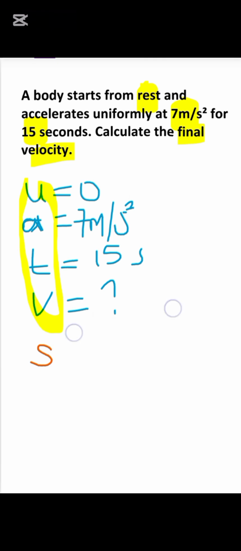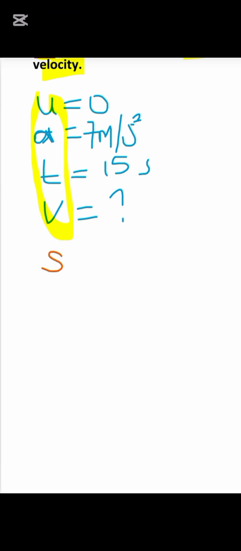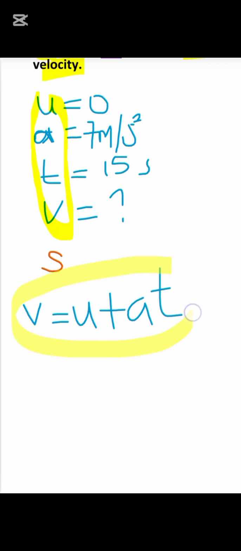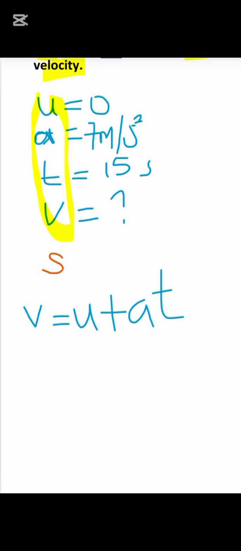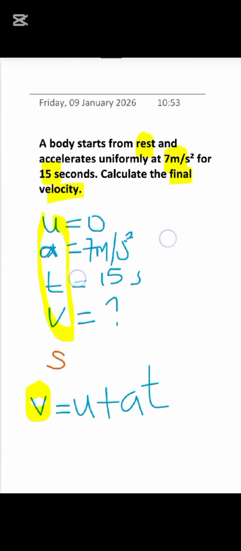If you go through the equations of motion, you find out that the one that does not have s is v equal to u plus at. This particular equation is the most appropriate to solve this question. So for that reason, we are going further to substitute our parameters. Remember, we are finding v, which is the final velocity. That's what they asked us to calculate.